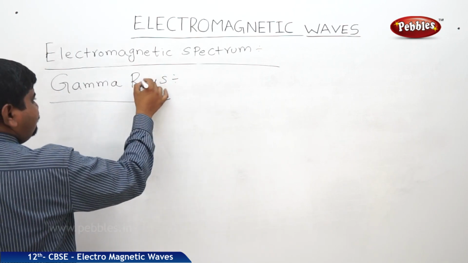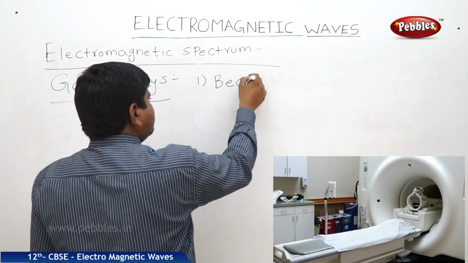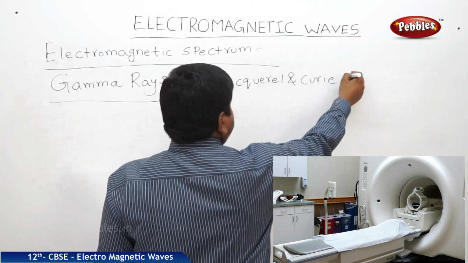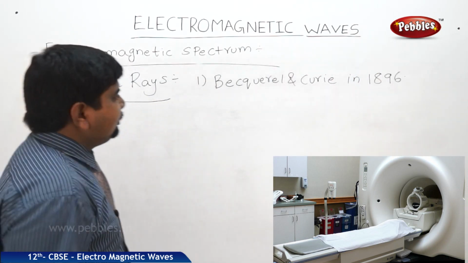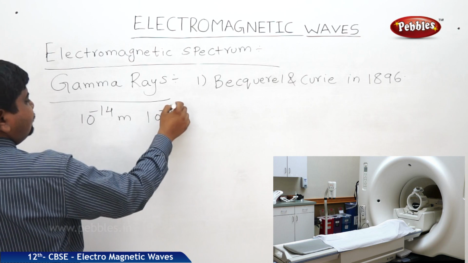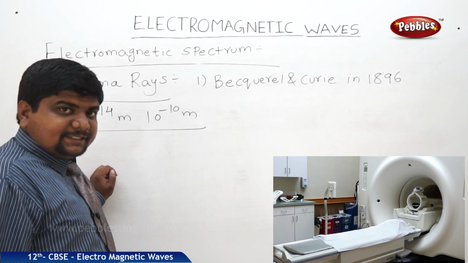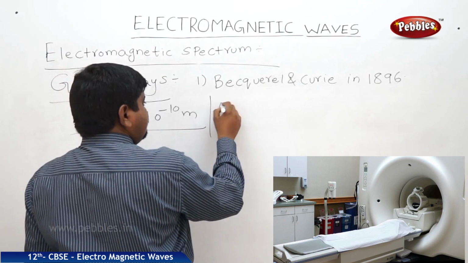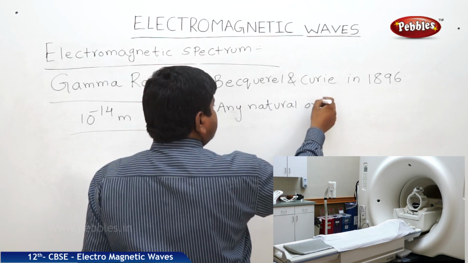These gamma rays were first discovered by Becquerel and Madame Curie in 1896. Their wavelength range is 10 to the power of minus 14 meters to 10 to the power of minus 10 meters. This is the wavelength range of gamma rays. What are the sources to produce the gamma rays? Any natural or artificial radioactive materials.